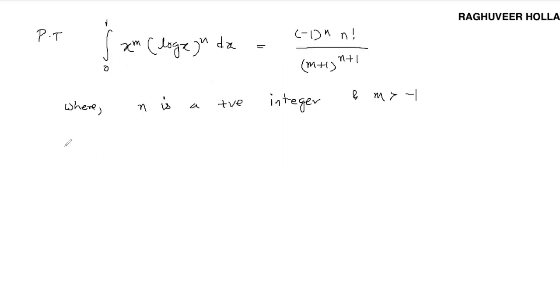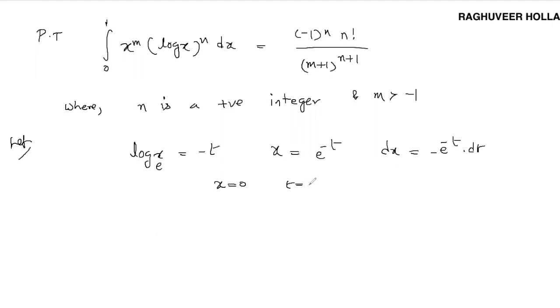Now let us prove this. Consider log of x to the base e as minus t, so that x will be e to the power of minus t. So dx will be e to the power of minus t into dt, with a minus sign. When x is 0, t is infinity, and when x is 1, t is equal to 0.